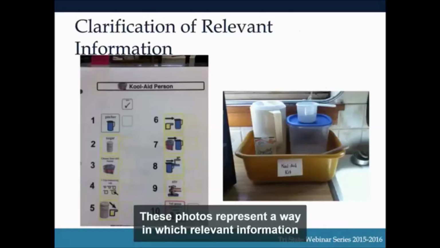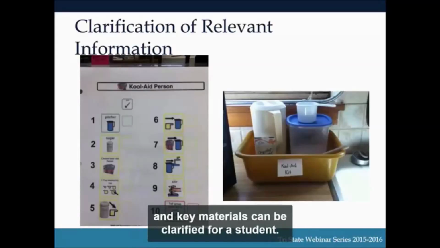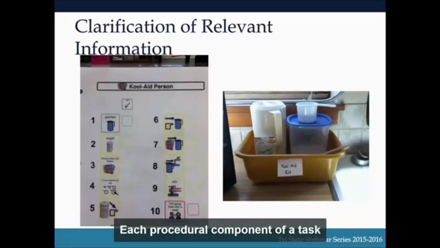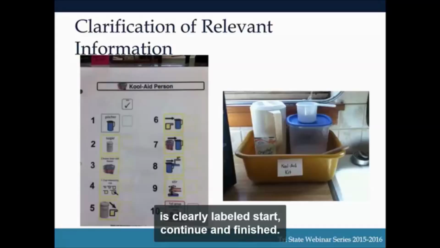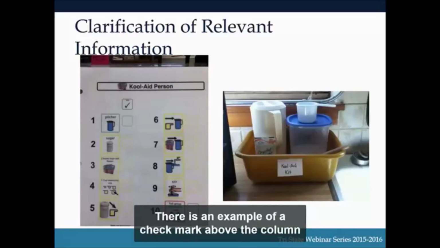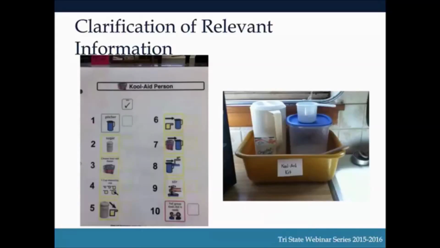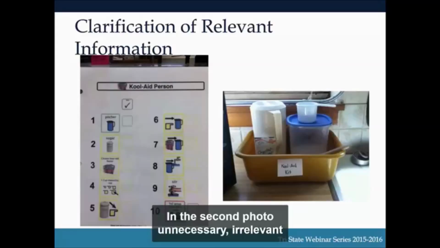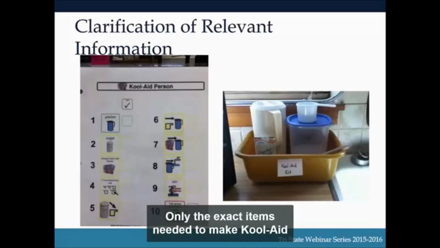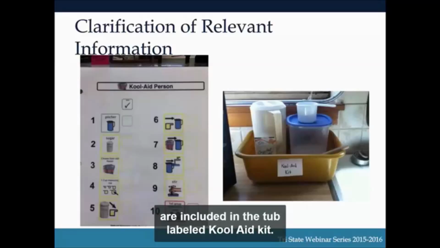These photos represent a way in which relevant information and key materials can be clarified for a student. Each procedural component of the task is clearly labeled: Start, Continue, and Finished. There is an example of a check mark above the column where the student is to check off each step once completed. In the second photo, unnecessary, irrelevant, or extra materials have been removed from the task. Only the exact items needed to make Kool-Aid are included in the tub labeled Kool-Aid Kit.